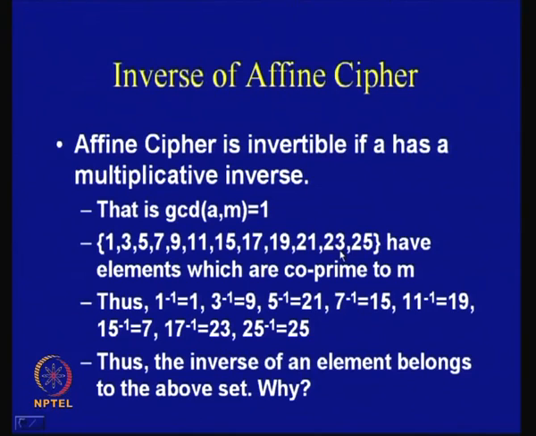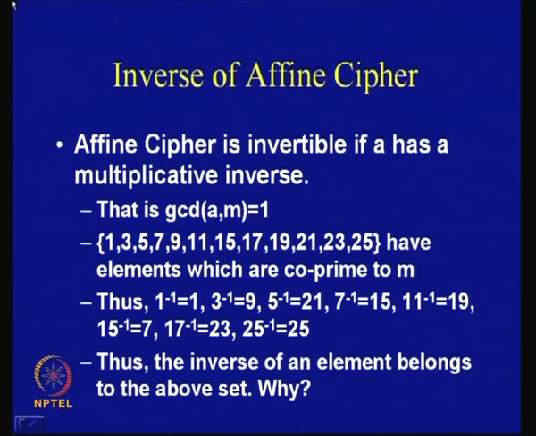So how many numbers are there? There is 1, 2, 3, 4, 5, 6, 7, 8, 9, 10, 11 and 12. Okay, so there are 12 numbers in this particular set. That means that all these numbers are actually co-prime to m.